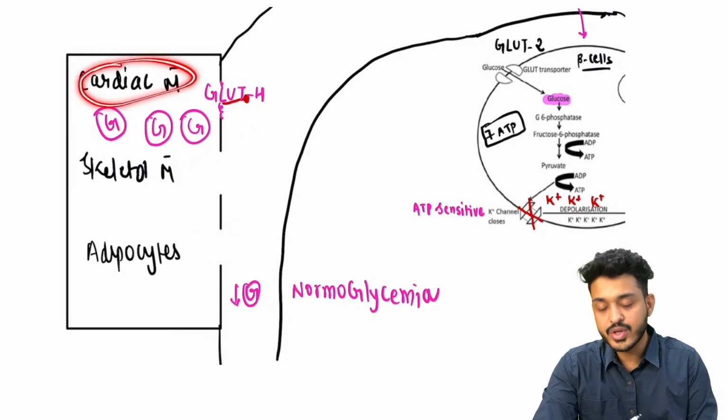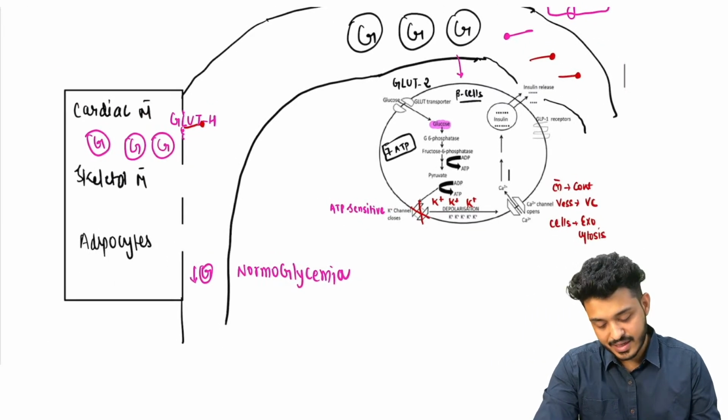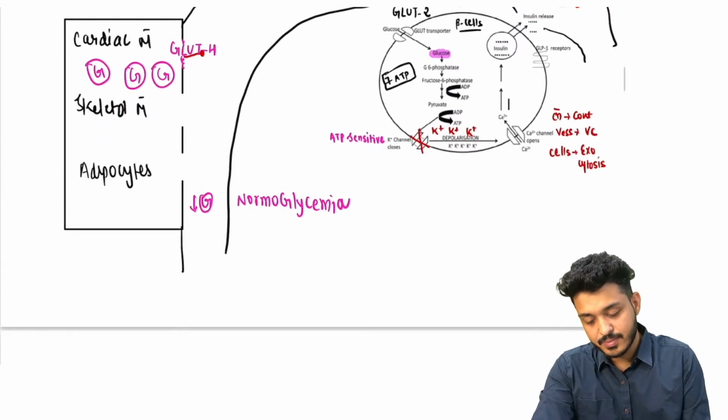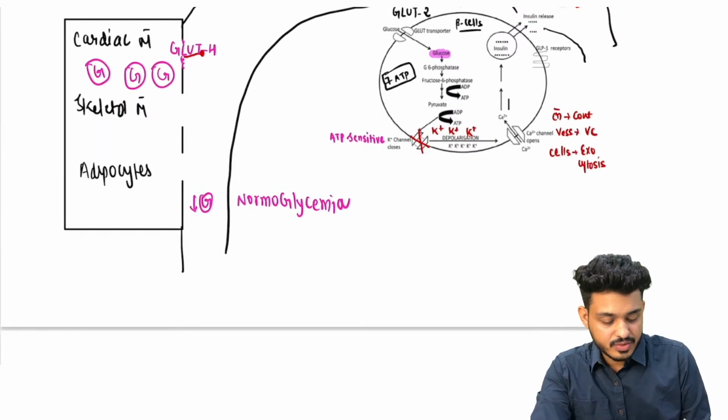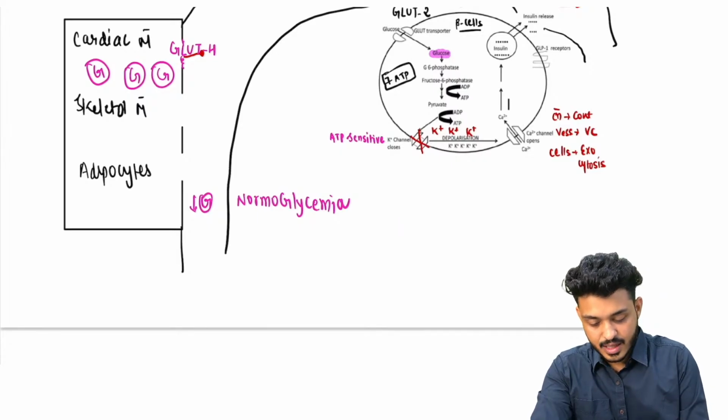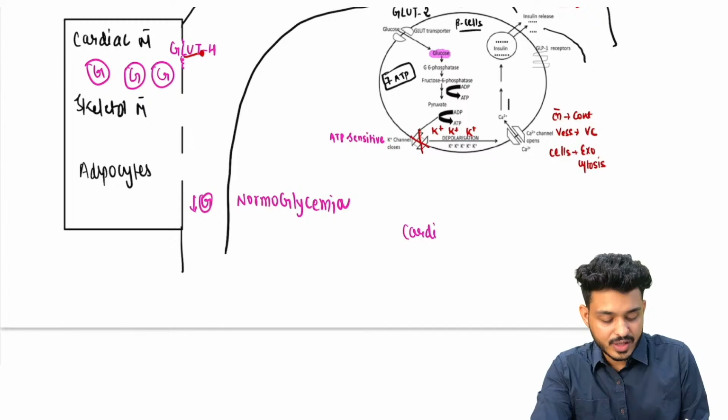Cardiac muscles are going to use, what is the source of energy in the cardiac muscles? This is your biochem question again. So remember, heart muscles or cardiac muscles are going to use what? What is the primary source of energy? In cardiac muscle, the primary source of energy is going to be fatty acid.